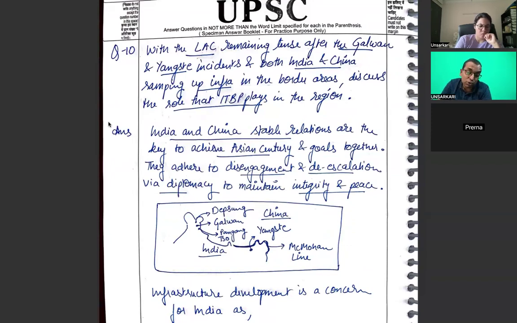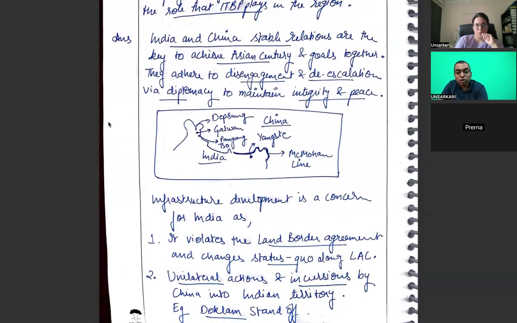Very, very positive question. So ITBP plays a core role. It is playing a core role. It is playing a role of a peacekeeper. It is playing a role of a bridge. It is playing a role of a binocular. It is playing a role of vigilant eyes. It is playing a role of a very, very important guardian of our border. So India-China stable relations are the key to achieve the Asian century.